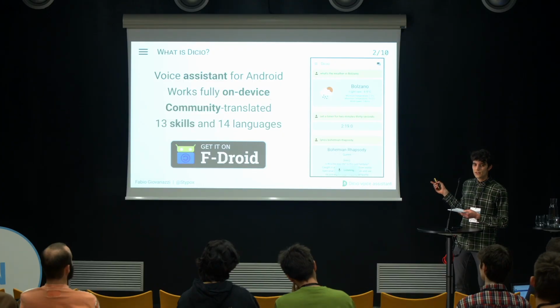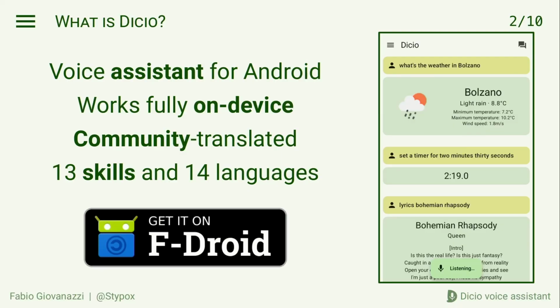So you can see the interface on the right. Basically, you have a button at the bottom which you can use to start the assistant, and then you can ask questions and you can get answers from 13 different skills. Skills are basically the basic units of functionality. For example, if I ask for the weather in Bolzano, then I would get an answer like that one from the weather skill. Dicio is obviously free and open source software, otherwise I wouldn't be here.